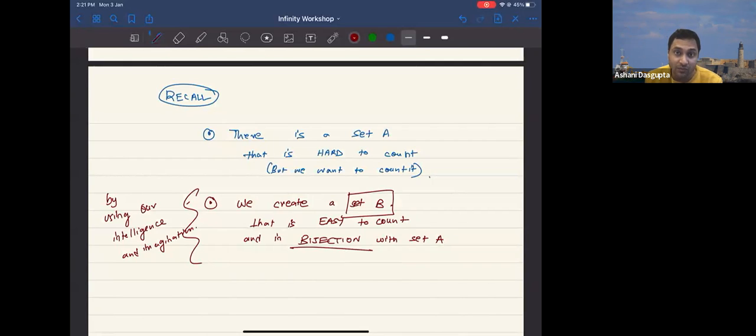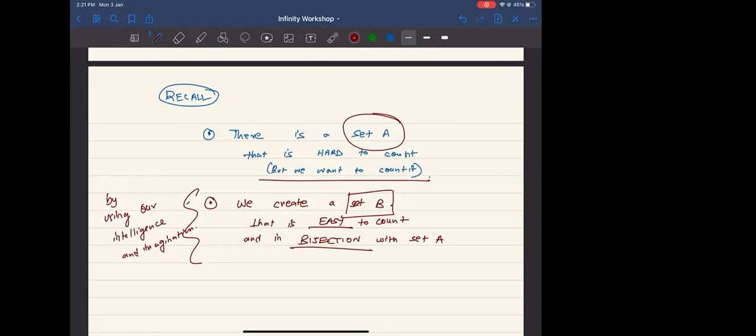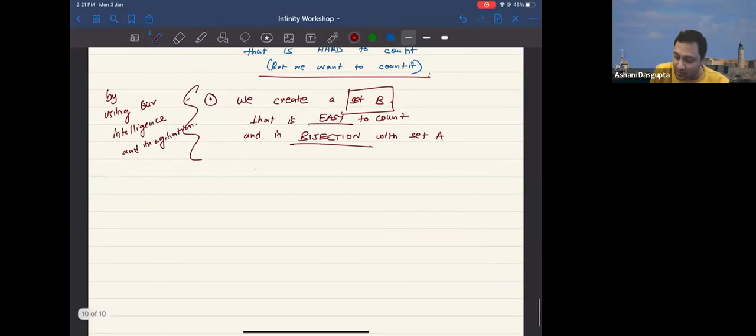And that is easy to count. So since it is in bijection with set A, we know the number of elements in set B will be exactly the same as the number of elements in set A, and we will be very happy we have indirectly counted set A. That's what we want to do, right? So what is bijection? I'll remind you, I just told you a moment ago.